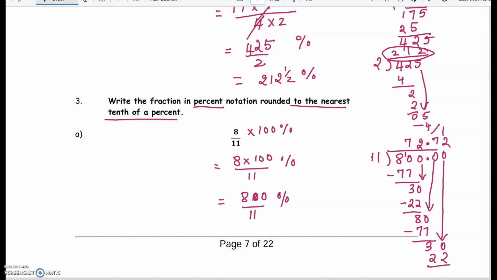We can keep going, but because it's recurring, we can see that it's 72.7272, but then we don't really need to know anything beyond the hundredths place. So when you round it to the tenths place, we look at the hundredths place and you get 72.7%, and we're following instructions, 10th of a percent.